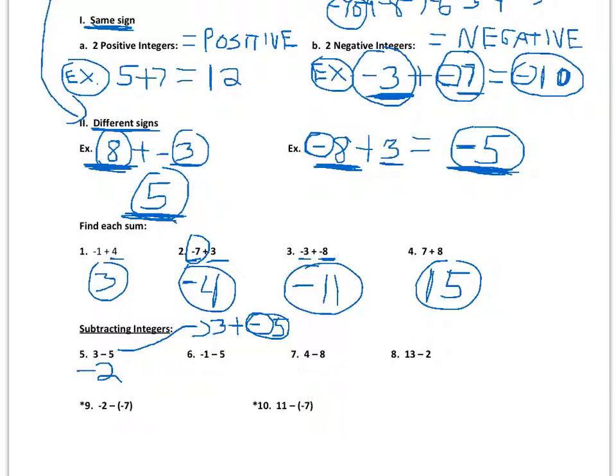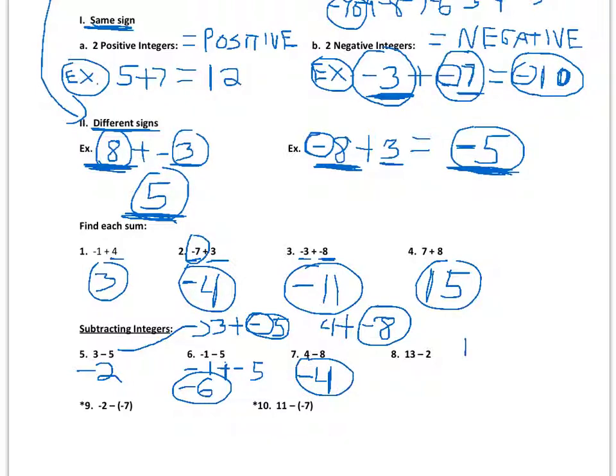Okay, negative 1 minus 5, that's just like saying negative 1 plus negative 5. You add two negatives, you end up with a negative, and 1 plus 5 is 6, so you get negative 6. Okay, and then let's see here, 4 minus 8, this is like saying 4 plus negative 8. You're adding a positive and a negative. Difference between 8 and 4 is 4. 8's the bigger absolute value, and 8's negative, so we get negative 4.